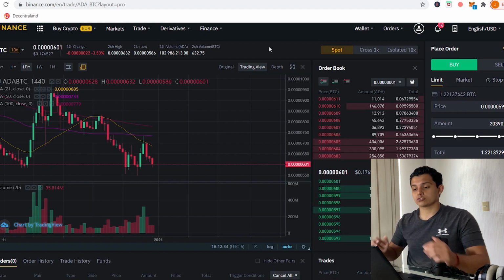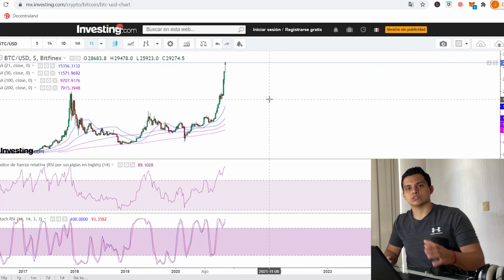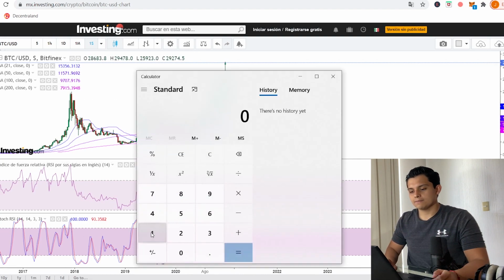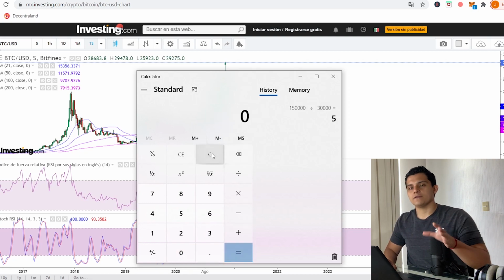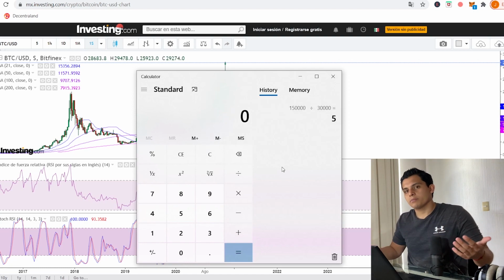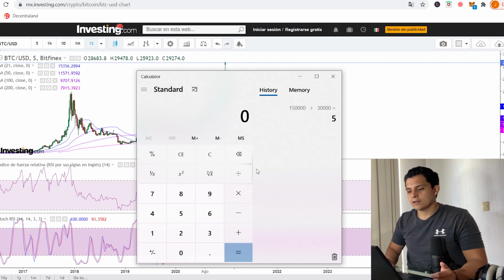Maybe I'm not gonna make those crazy gains as with Bitcoin, but since Bitcoin is at $30,000, let's say Bitcoin goes to $150,000, divided by 30,000. So you can multiply your money by 5 if you leave it on Bitcoin. If it reaches 150,000, maybe it can go a little bit more up, but I don't really think so. I think 150 is a really good target.